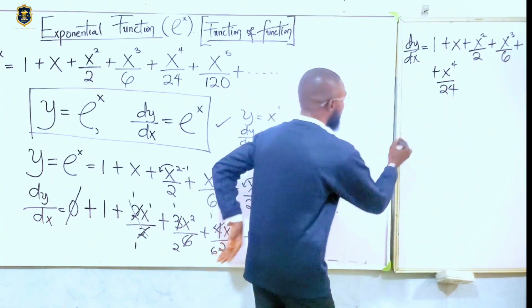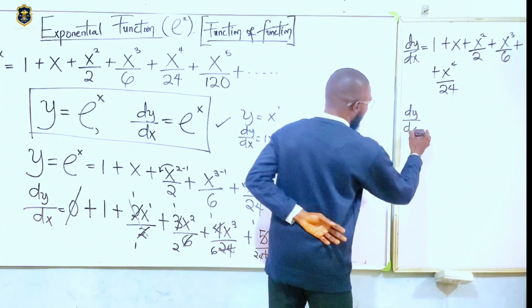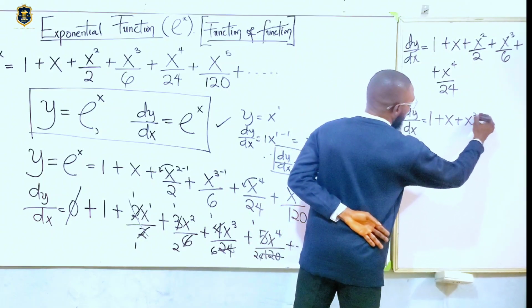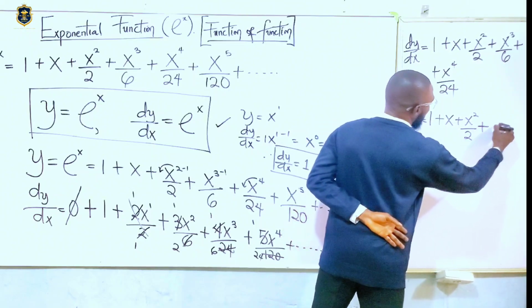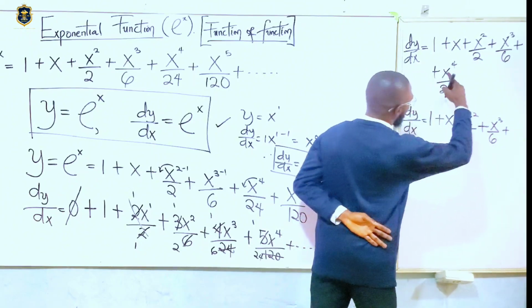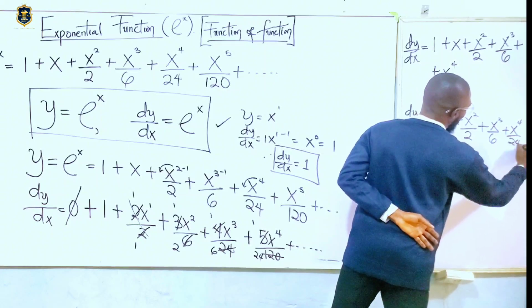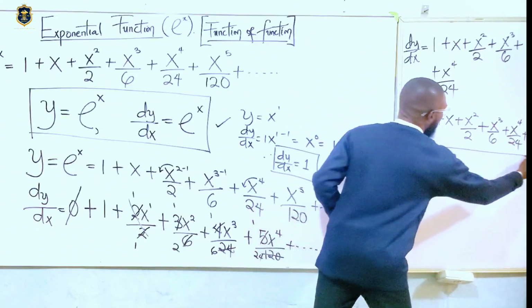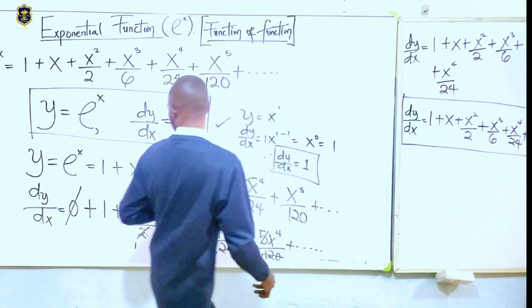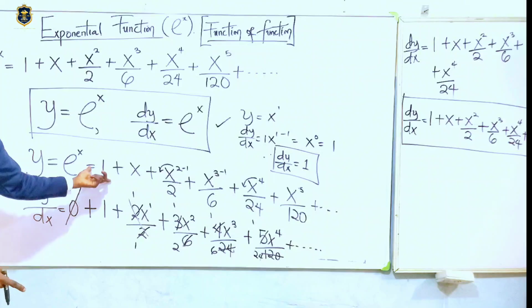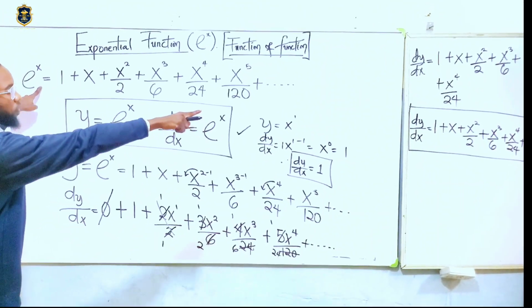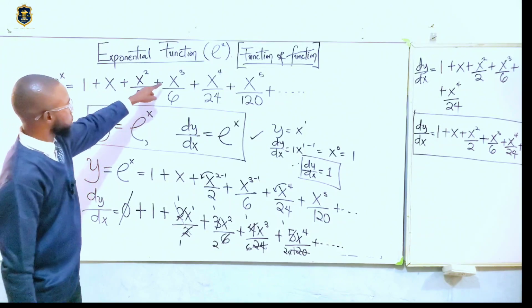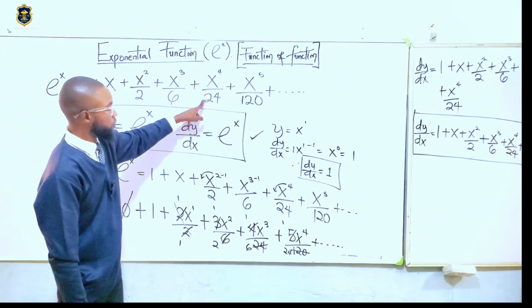That means, let's spread it out. That means our dy over dx will give us 1 plus x plus x squared over 2 plus x cubed over 6 plus x raised to the power 4 over 24 plus so on and so forth. If you check carefully, you will discover that even after differentiating, we are still getting the same value as this. If you watch there, you will see that our dy over dx for this is 1 plus x plus x squared over 2 plus x raised to the power 3 over 6 plus x raised to the power 4 over 24 plus so on and so forth.